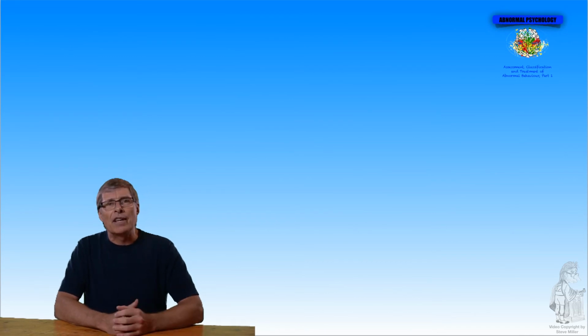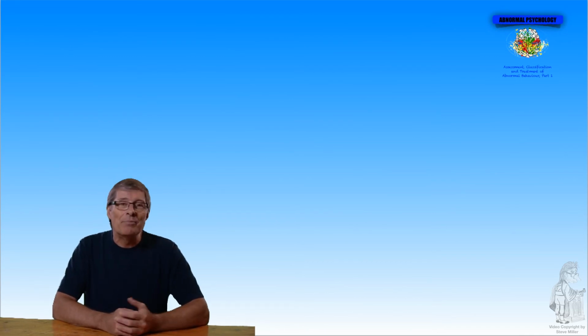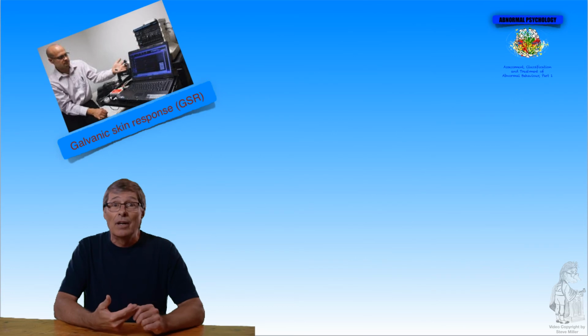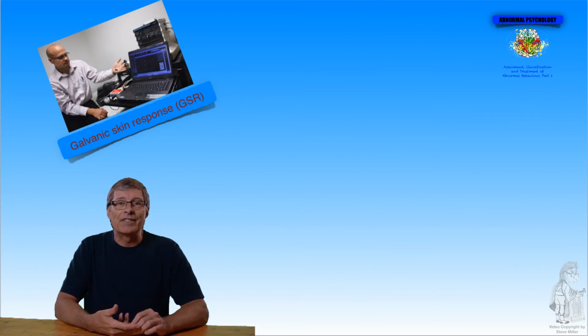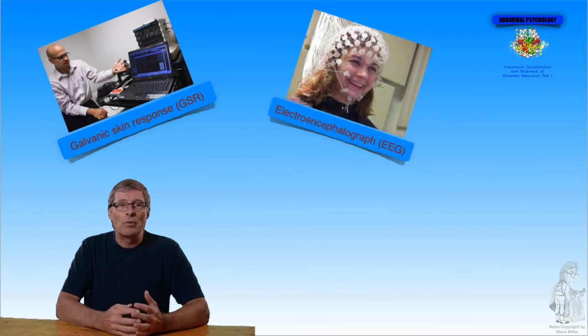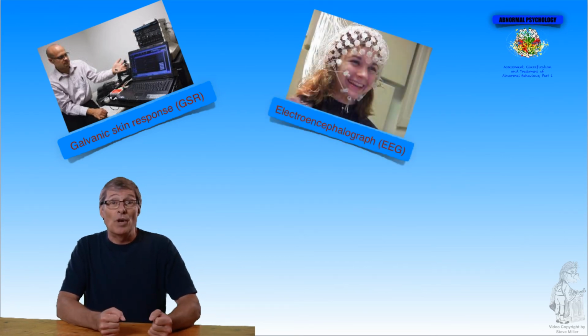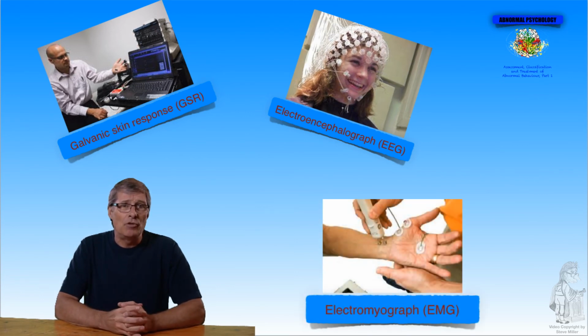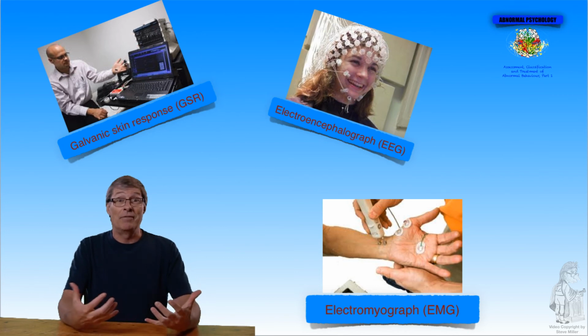Now another measure that can be gathered is that of physiological function, including heart rate, blood pressure, galvanic skin response, the GSR, muscle tension, brain wave activity. The electroencephalograph, the EEG, measures brain waves, and the electromyograph, EMG, measures muscle tension. So there's a lot of measurement tools.